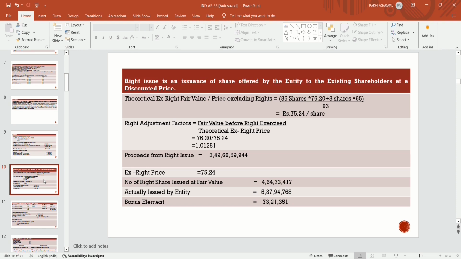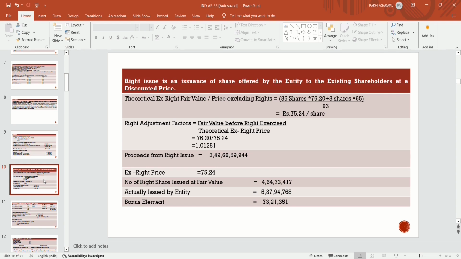Now the right adjustment factor we have to find out. It is the fair value before the closing date, the market price on the last date to exercise the right, 13th October, divided by the theoretical ex-right price. So it becomes 76.20 divided by the theoretical ex-right price, that is 75.24. So the right adjustment factor becomes 1.01281. This is the right adjustment factor.